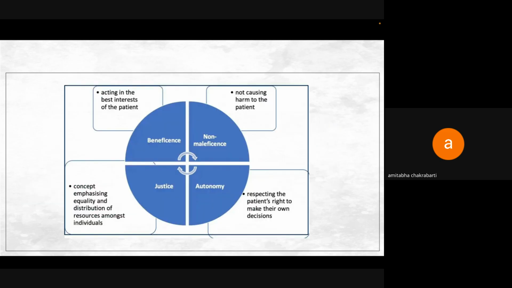So these are the points. Beneficence is acting in the best interest of the patient. Autonomy is respecting the patient's right to make their own decisions. Non-maleficence is not causing any harm to the patient. And justice is the concept of emphasizing equality and distribution of resources among individuals. This is very important. Justice and autonomy, these two are very important concepts, and they should never be forgotten in the field of robotic surgical practice, medical practice, and even in any social practice of robots.